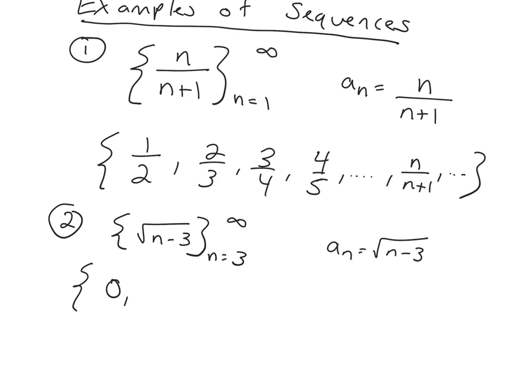What's my next term in my sequence? Square root of 1, which is 1. And then after that, square root of 2, square root of 3, and you keep going, right? In general, the nth term is the square root of n minus 3. Okay.